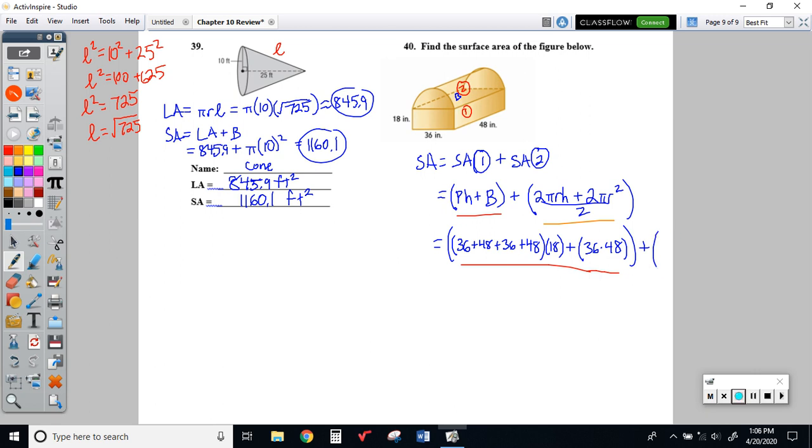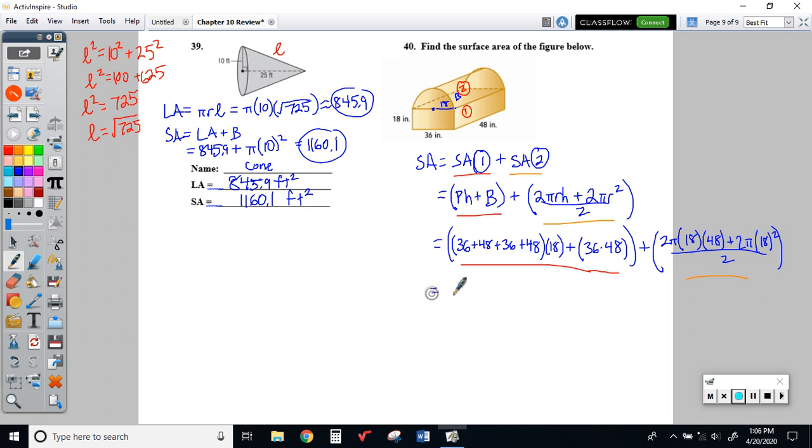And then this part in orange here I will underline over here. We would have 2 pi r h, so that's 2 pi times, if that's 36 all the way across, that would make that 18 for the radius. And then h, the height of this connecting from here to here, is 48, plus 2 pi r squared. So plus 2 pi times 18 squared. All that divided by 2 is going to be that part. So that's number 1 if I'm going like that. So that's the surface area of portion 1, or shape 1.